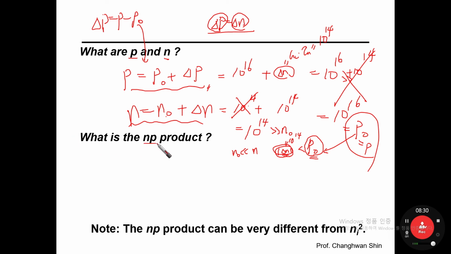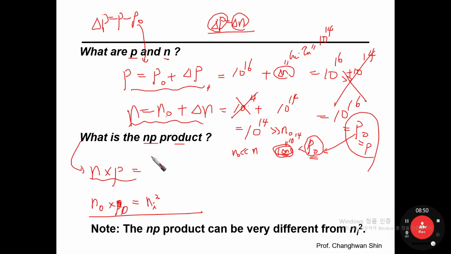Okay, so now you are seeing the numbers. Question number 4 is, what is the NP product? So N times P. The author is not asking you to do the multiplication between N naught and P naught. N naught P naught is Ni squared; that is the mass action law. But now the author is asking you to calculate the NP product. So N is 10 to the 14 right here, and P is 10 to the 16. So the answer is 10 to the 30, which is much, much higher than 10 to the 20, which is Ni squared. Okay, so NP is no longer equal to Ni squared.